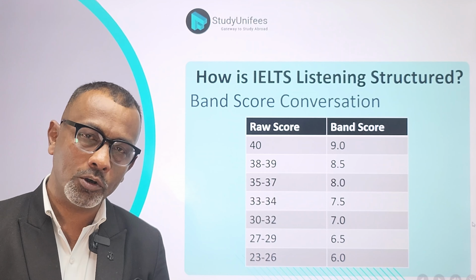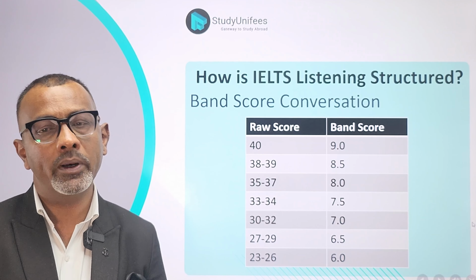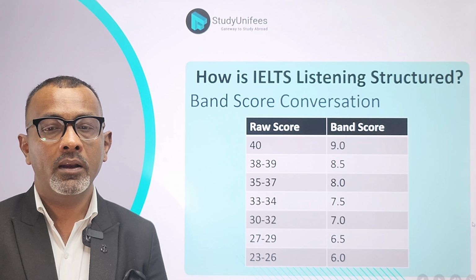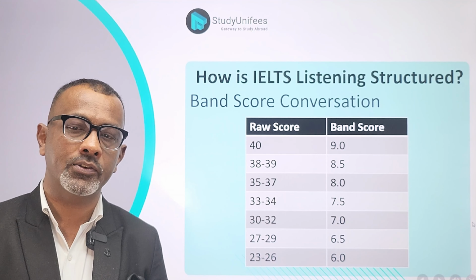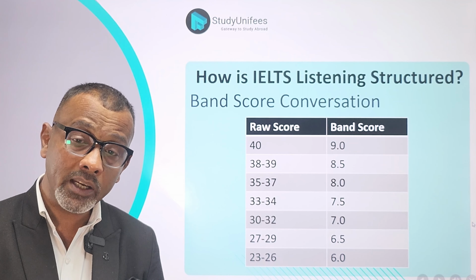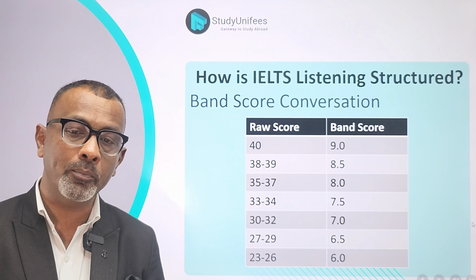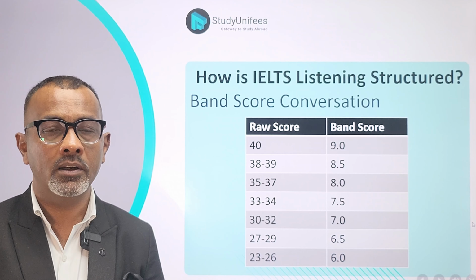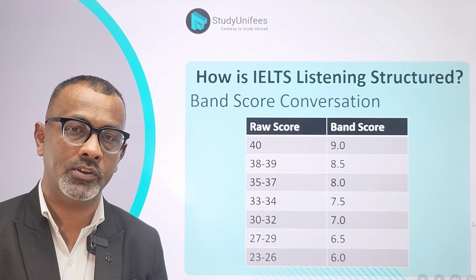If you get all 40 questions right, of course, you will get the maximum score, which is a 9.0. However, if you get 38 questions right, you will get 8.5. Similarly, if you get 33 questions right, you will get a 7.5. Finally, if you get 24 questions right, you will get only a 6.0.